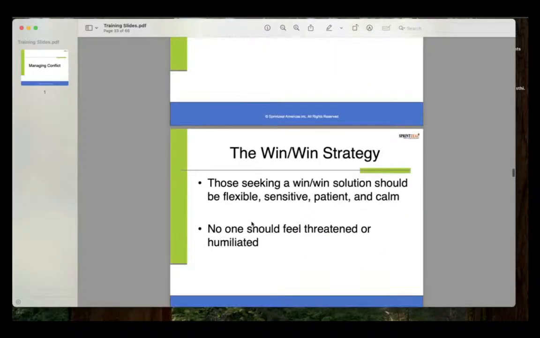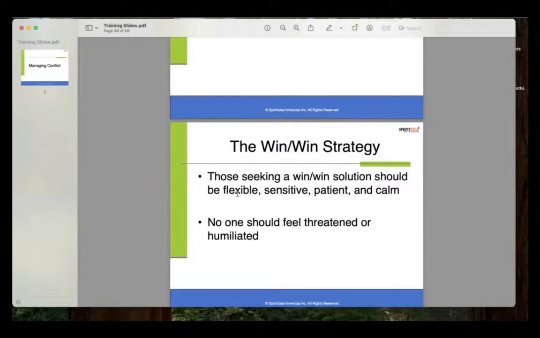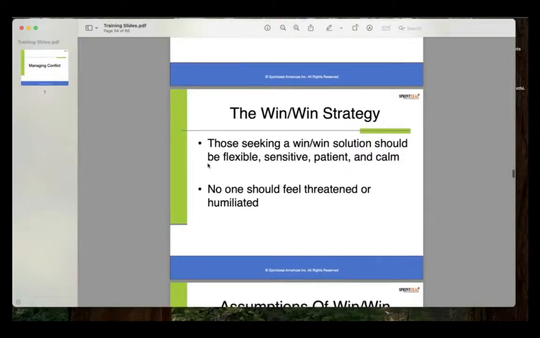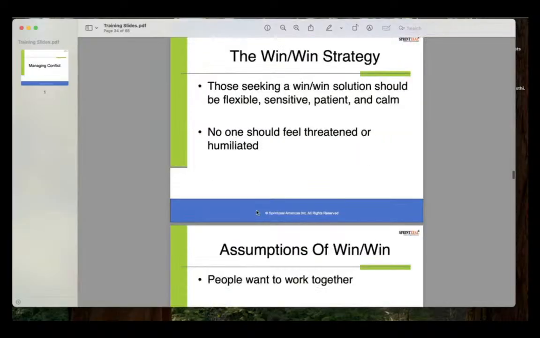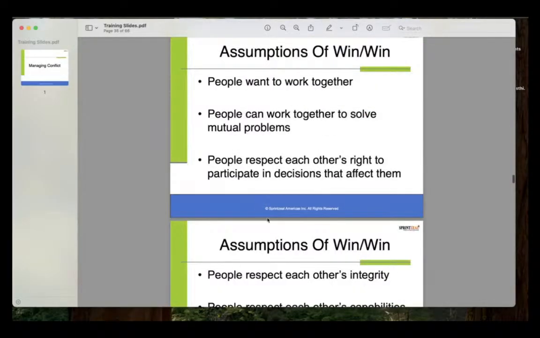The win-win strategy, again, since we're going through it, let's see all the points. Those seeking a win-win solution should be flexible, sensitive, patient, and calm. Now, I want you to relate this with the scenario that I have given. I hope all these points are relatable now. Also in this strategy, no one should feel threatened or humiliated. And these are the assumptions that we make for the win-win strategy.